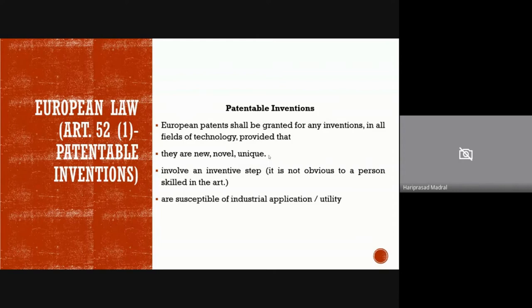Now, if we see the distinction between the United States USPTO laws and European law, the non-obviousness condition, which is defined by the United States, is interpreted as inventive step in European laws. So whenever I say inventive step, that is considered to be the non-obviousness feature of United States law.